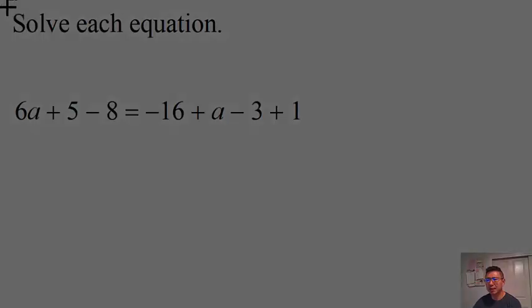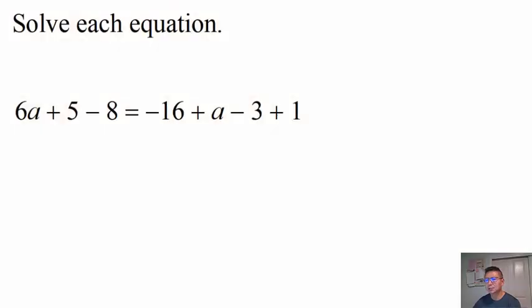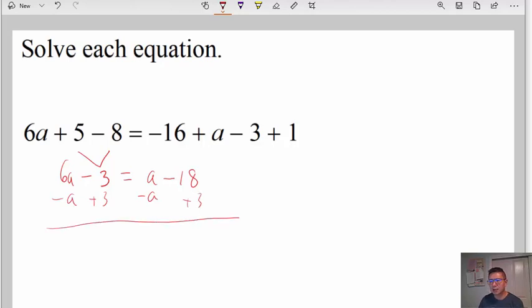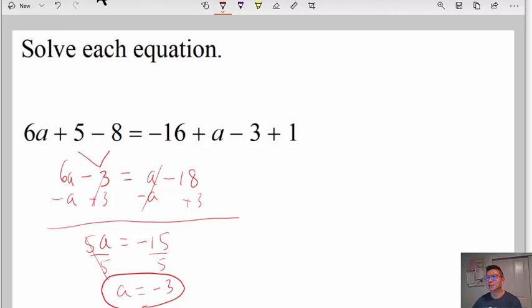All right, now we're going to simplify each side first. And there's nothing to distribute, so I'm going to combine my like terms. This is 6a minus 3 is equal to a, not negative 16, negative 3, that's negative 19, plus 1 is negative 18. So subtract the a from both sides, add the 3 to both sides, and I get 5a is equal to negative 15. How convenient. Divide by 5. a is equal to negative 3.